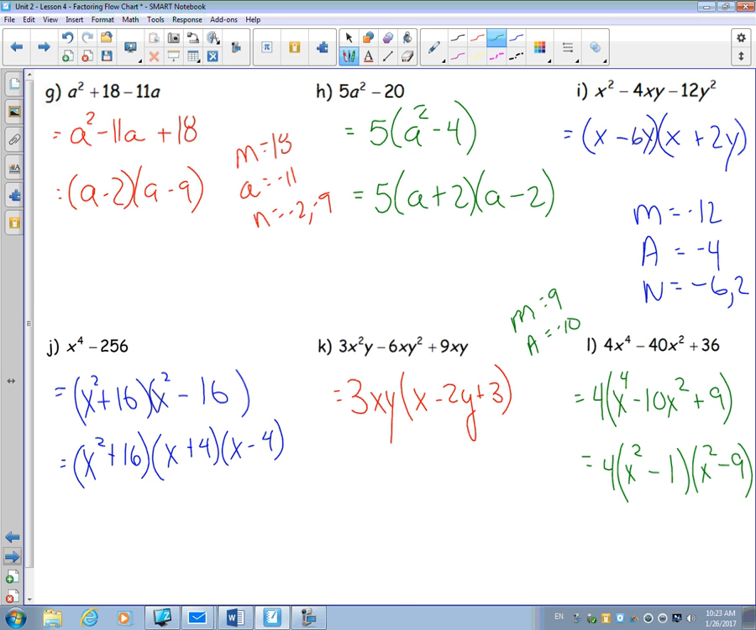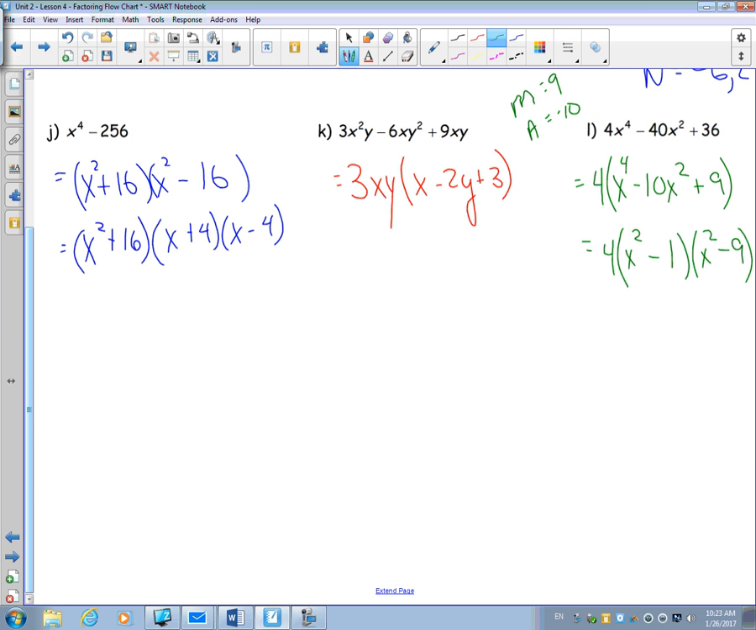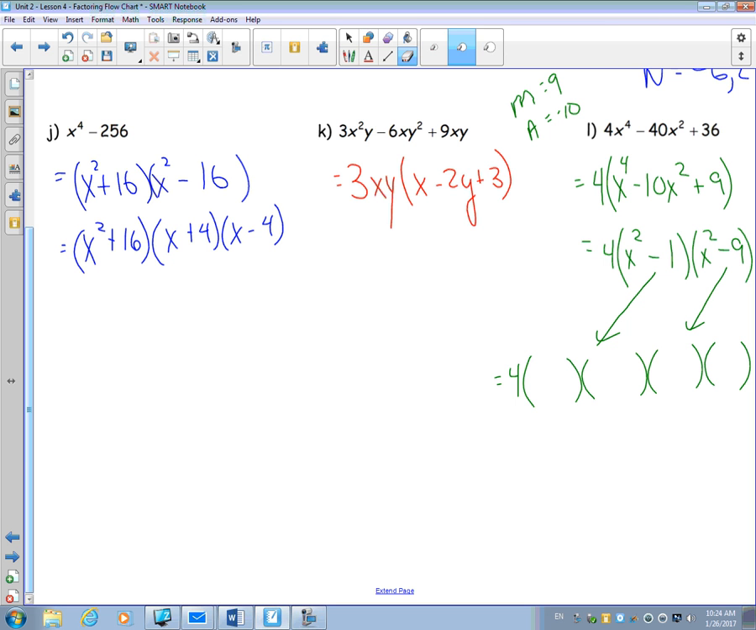And then I check my brackets. I notice I got even exponents. I might be able to go further. Both of them have 2 terms, both of them have negative signs, and both of them are square rootable. So in this one, I'm going to move it over a little bit to fit this in here. I can do a difference of squares with that piece and that piece. X squared minus 1 will become x plus 1, x minus 1. And x squared minus 9 is x plus 3 and x minus 3.